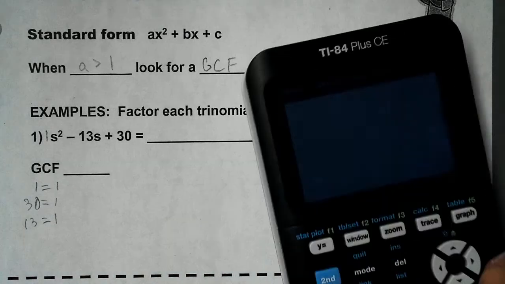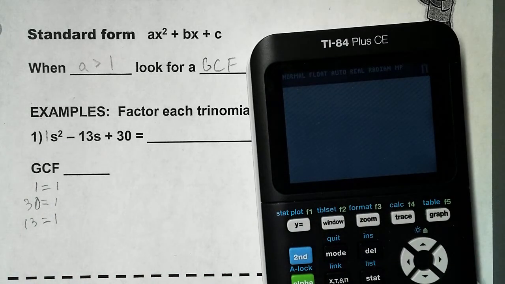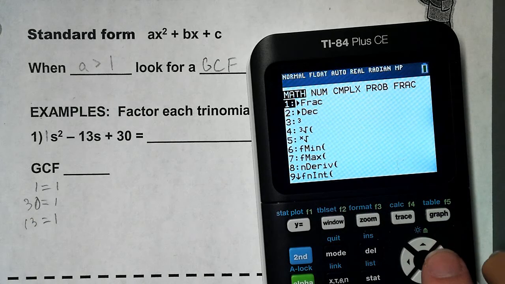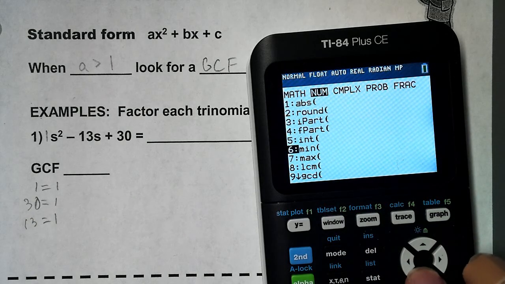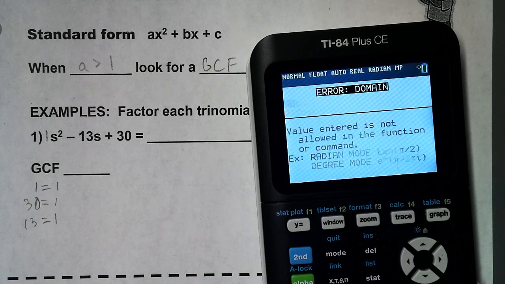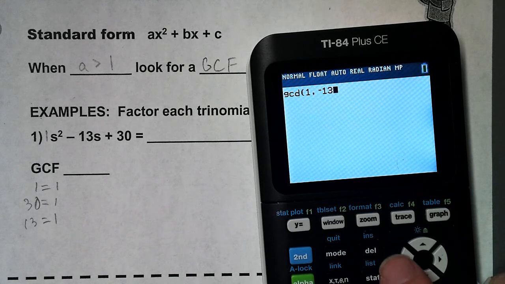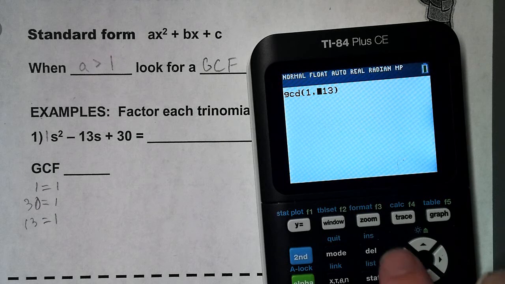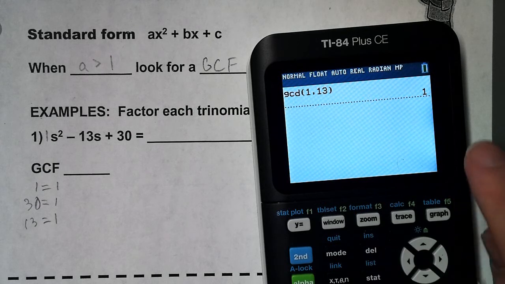Now, if that confused you, you can always go to your calculator, turn it on, go to math, go over to number, go down to number 9 that says GCD, push enter, and type in your numbers. You can only go 2 at a time. Well, 1, comma, negative 13, type that in, push enter. Excuse me, let's try that again without the negative. 1 and 13, the greatest common divisor is 1. Greatest common factor is 1.